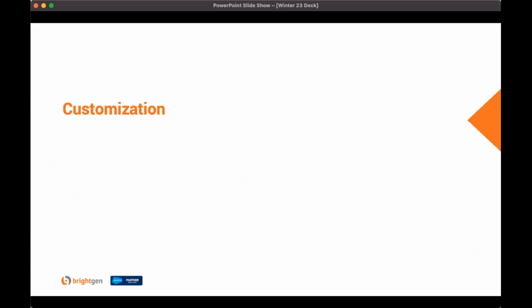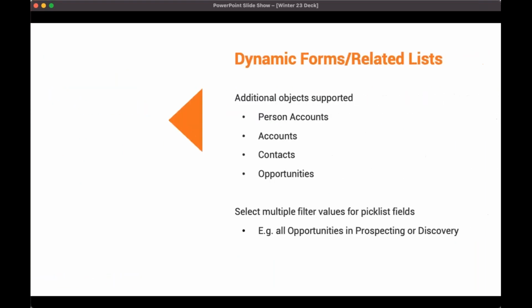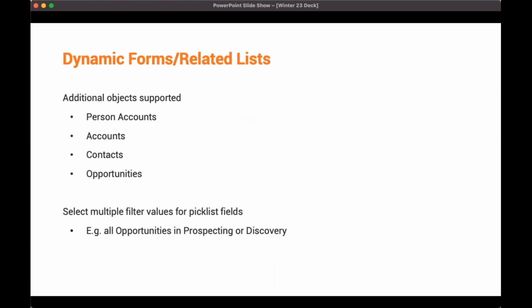Next topic is customization. Dynamic forms have support for additional objects, so person accounts, contacts, and opportunities. I don't know about you, I find this quite annoying the way it's being drip fed out, but apparently these various object types are owned by different teams and they're adding support at their own pace, so this is going to continue coming at their own rate of knots.